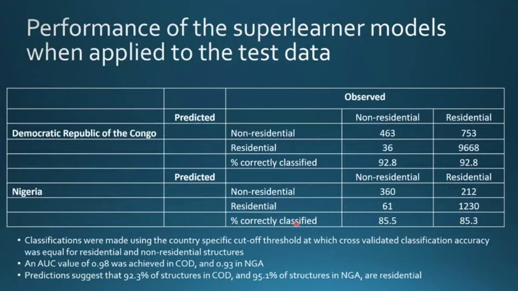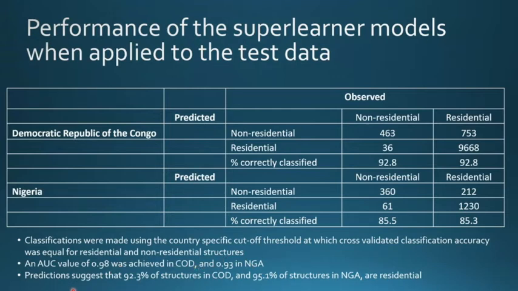As we see, when the superlearner model is applied to the test data for the Democratic Republic of the Congo, nearly 93% of non-residential and residential buildings are correctly classified. In Nigeria, that drops to about 85 point something for both. But nevertheless, that's still a good enough value. And we have an AUC value of 0.98 for Congo and 0.93 for Nigeria, which is excellent for both.